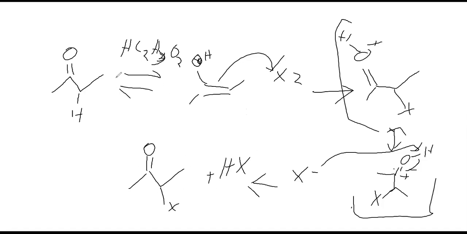Okay, that's probably where we're going to end for today. On Friday, we're going to look at the alpha bromination of acids, which is often known as the Hell-Volhard-Zelinsky reaction, the HVZ. And then we'll get into aldol condensation.